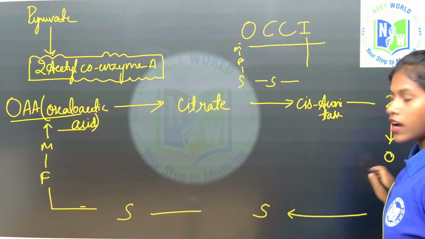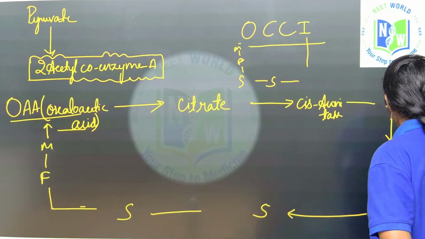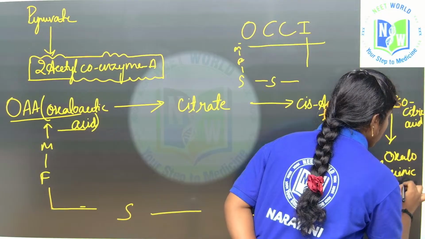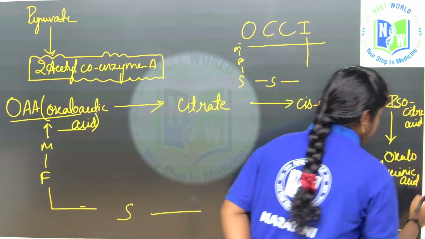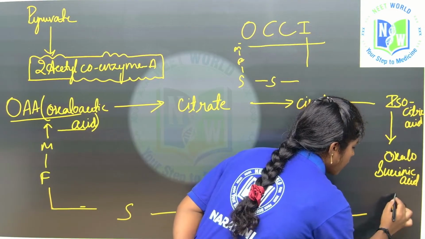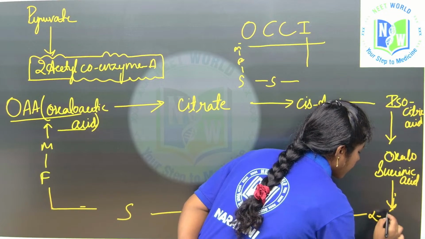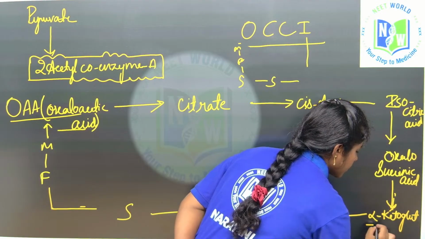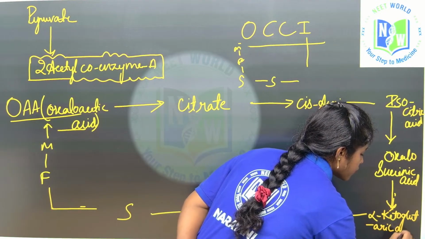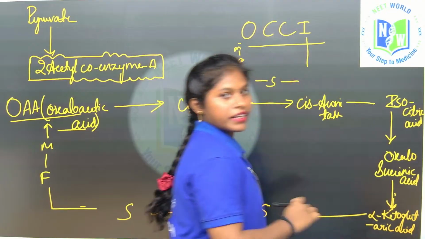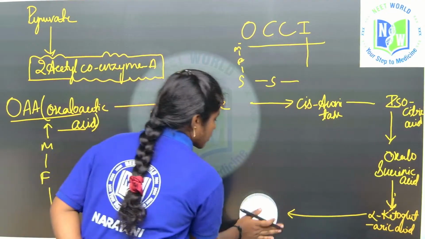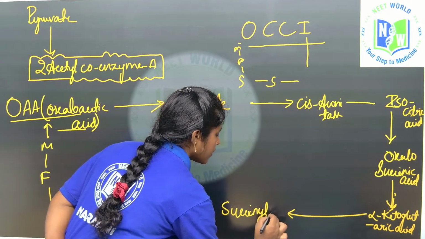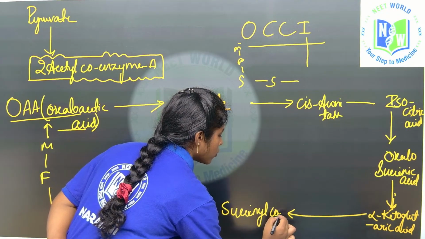Then it is the O, oxalosuccinic acid. Then it forms alpha ketoglutaric acid. Then this S square is there, no? Succinyl CoA. CoA means coenzyme A.